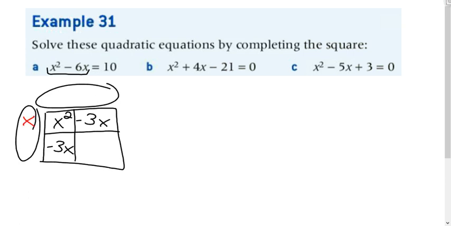Second, factor out an x. X times what is x squared? That's x. X times what is negative 3x? That's negative 3. Since I'm completing the square, I'm getting a binomial squared. If that's minus 3, then this has to be minus 3.